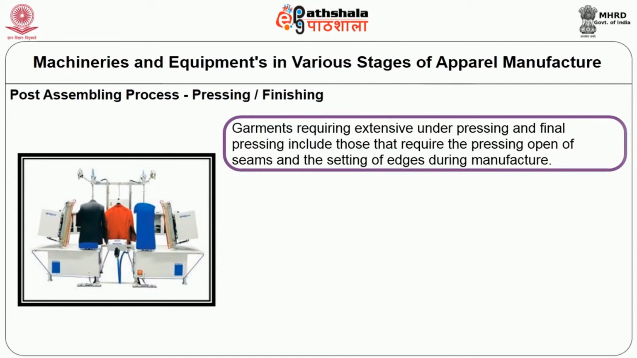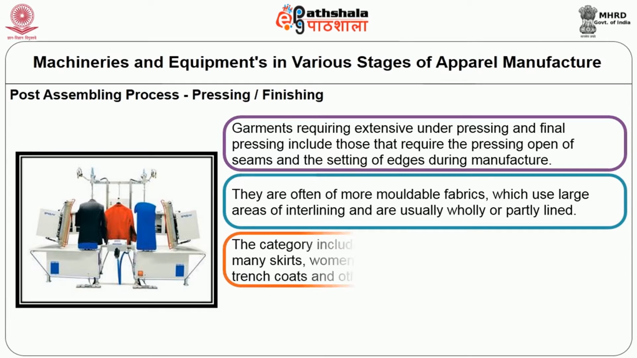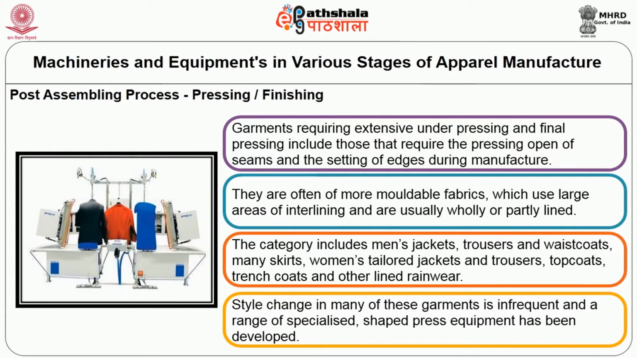Garments requiring extensive underpressing and finer pressing include those that require the pressing open of seams and the setting of edges during manufacture. They are often of more moldable fabrics which use large areas of interlining and are usually wholly or partly lined. The category includes men's jackets, trousers and waistcoats, many skirts, women's tailored jackets and trousers, top coats, trench coats and other lined rainwear. Style change in many of these garments is infrequent and a range of specialized shaped press equipment has been developed.